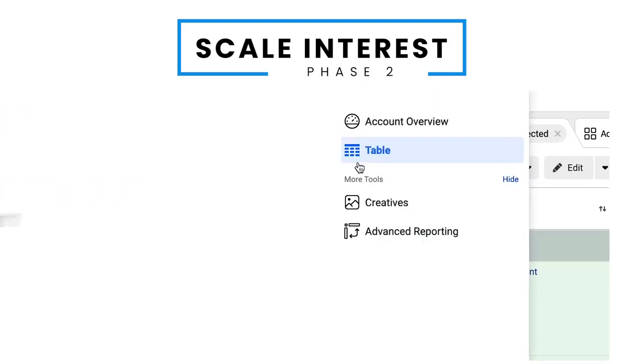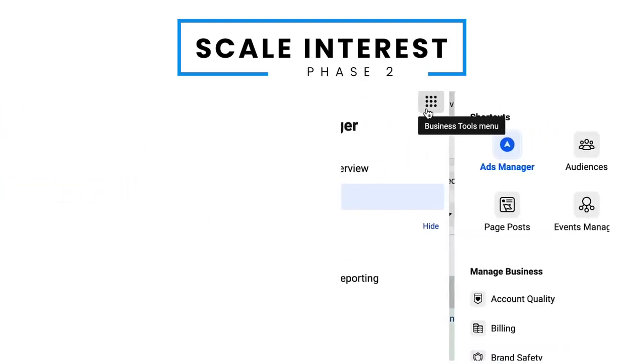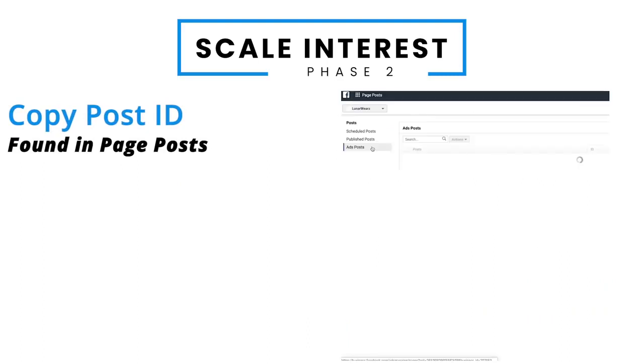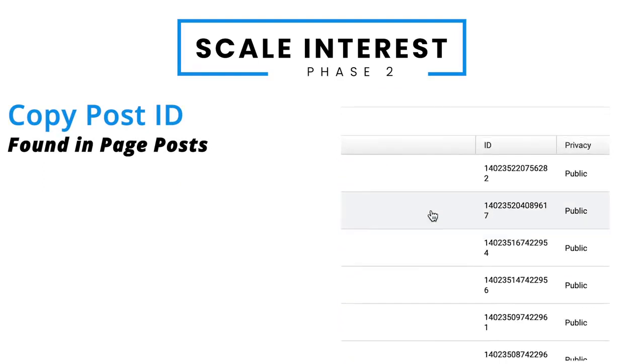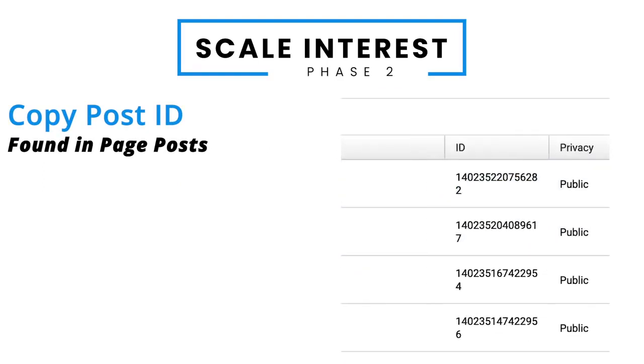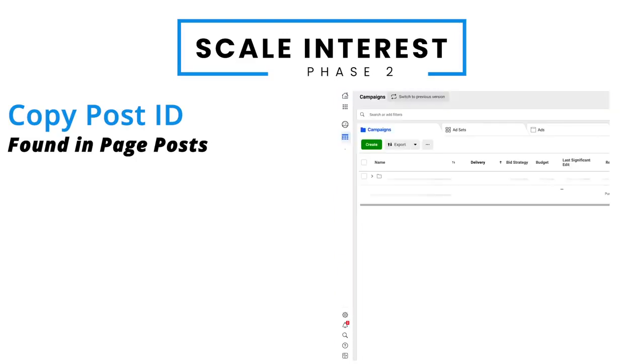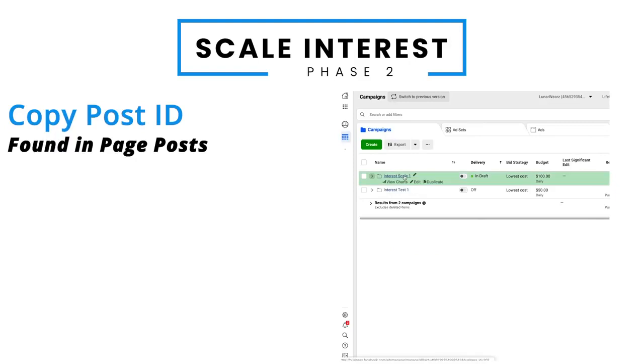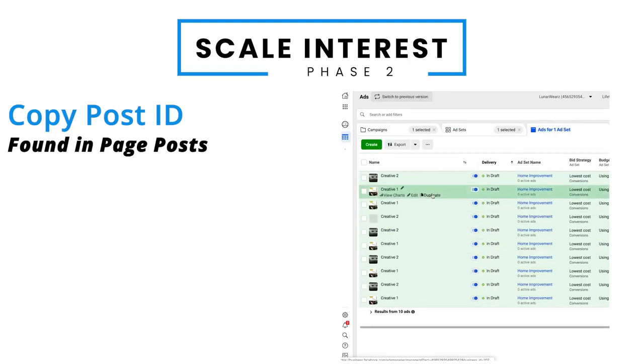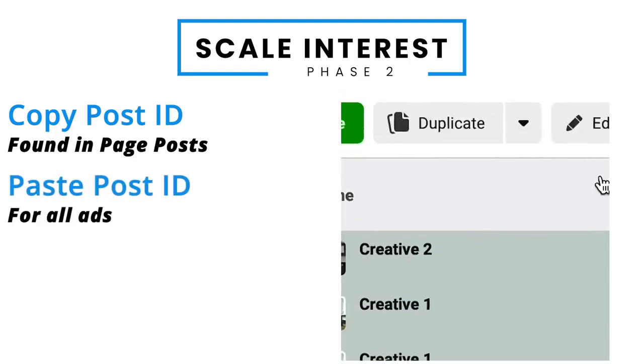Once you have your ad sets duped, go to the page post and copy the post ID of your winning creative. Then go back to Ads Manager, select your new campaign, and then go to the ads level for that campaign. Here, you should select all of your ads in the new campaign and click Edit. Then under Existing Post, click Enter Post ID and paste the post ID of your winning creative.